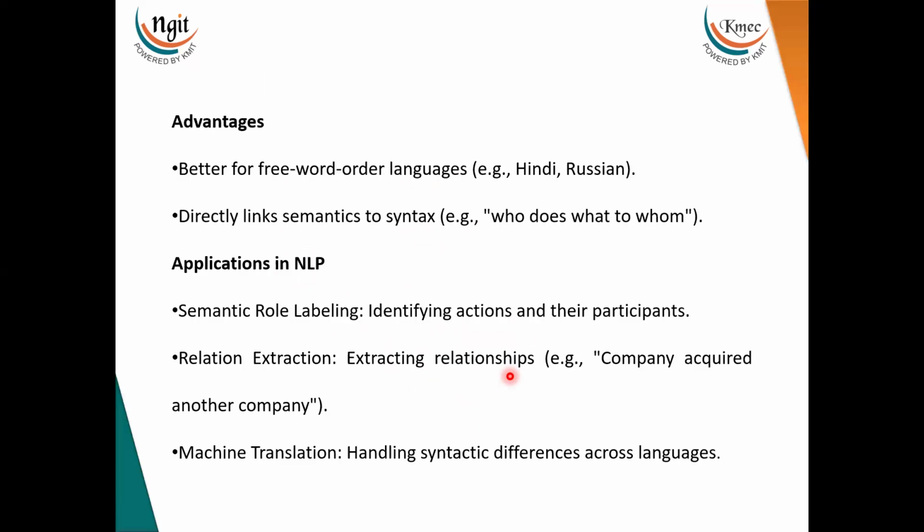Then the advantages and applications of these are given here. The advantages are that it is better for free word order languages and directly links semantics to syntax. Then applications in NLP: semantic role labeling, identifying actions and their participants; relation extraction, extracting relationships, for example, a company acquired another company; and machine translation, handling syntactic differences across languages. These are all the various applications in NLP for dependency grammar.